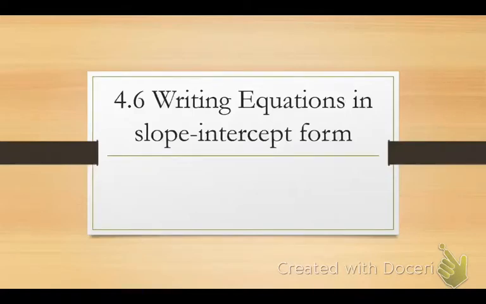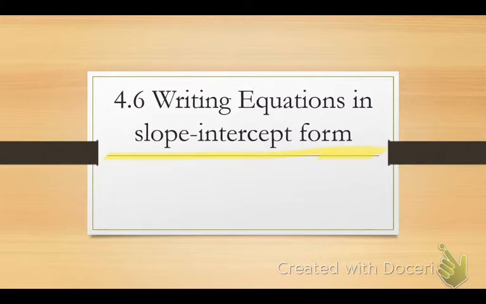All right, today we're in 4.6, writing equations in slope-intercept form. I'm just going to throw this out there. This is one of my favorite lessons to teach. It's not my favorite because it's the most difficult. Is it easy? No, but here's the reason why I like it.